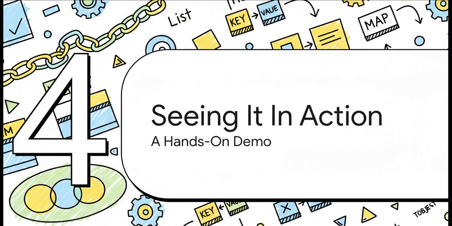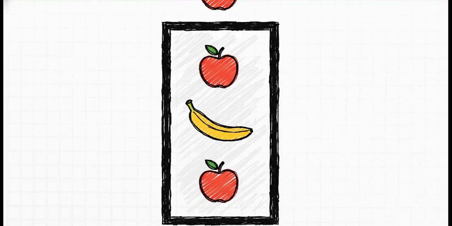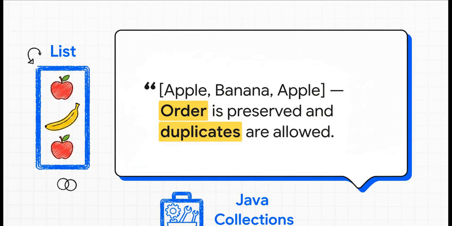Okay, enough theory. Theory is great, but seeing the code is what really makes it click. So let's jump into a quick, hands-on demonstration. First up, a list. We're making a simple ArrayList, and we're just going to add 3 strings to it. Apple, then banana, and then apple a second time. And check out the output. It's exactly what you'd expect. Apple, banana, apple. The order is kept perfectly, and yep, the duplicate apple is right there. A list just holds what you give it in the order you give it.